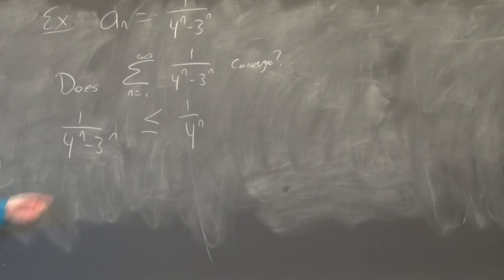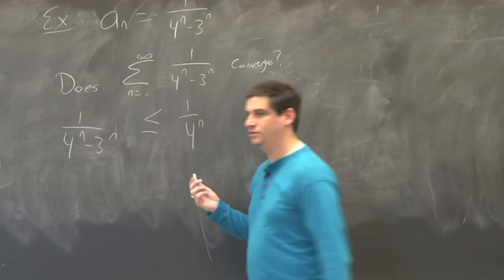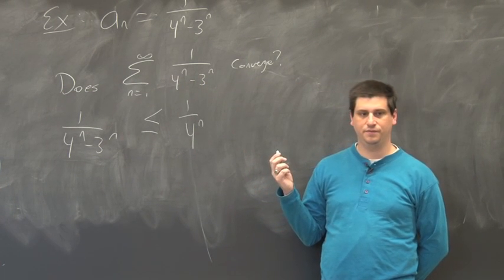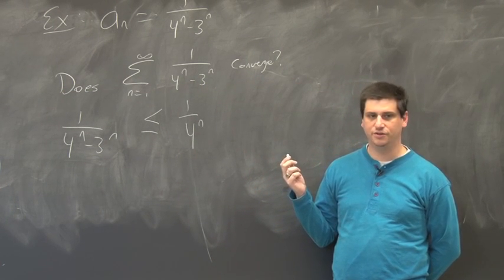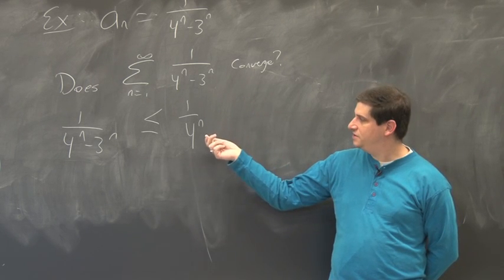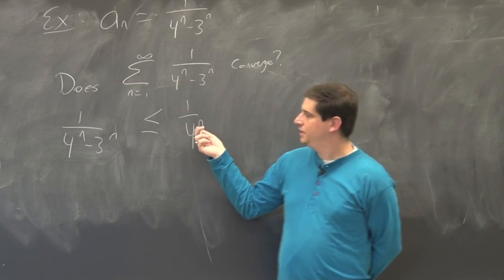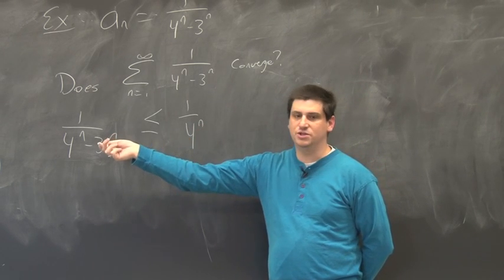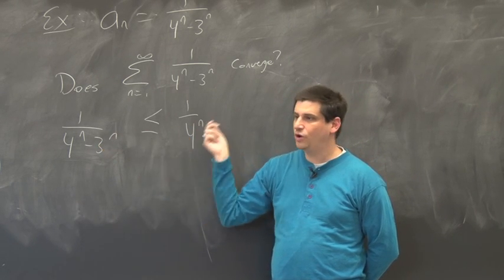So instead of comparing this to 1 over 4 to the n, I should compare it to, what do you think? Sorry? 1 over 5 to the n. Well, if I take 1 over 5 to the n, that's going to be even worse because 5 to the n is going to be smaller than this. So I want to rescale this.